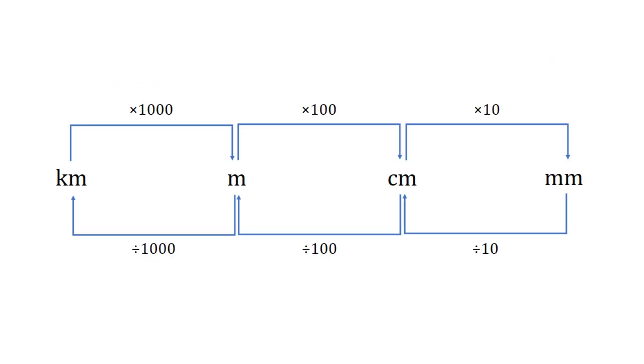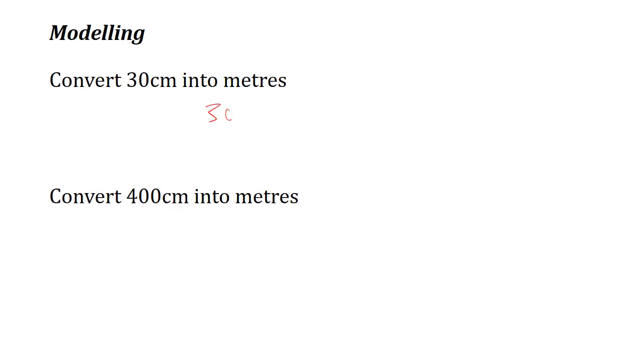We can see that to turn centimeters into meters, we need to divide by 100 because there are 100 centimeters in a meter. Therefore, 30 centimeters divided by 100 is 0.3 meters. Right, you pause the video and try this one. And 400 divided by 100 is 4 meters.